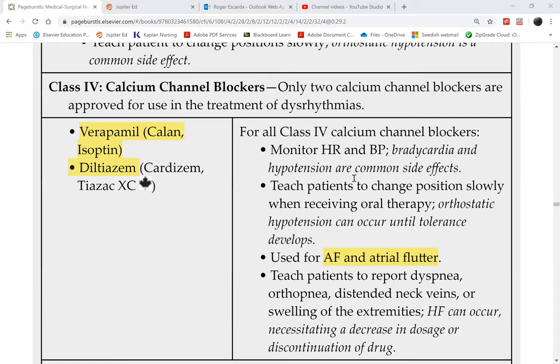Blood pressure and heart rate. Other dysrhythmias that could result. Of course, reflected in your vital signs. Is that clear? Yes. Yeah.